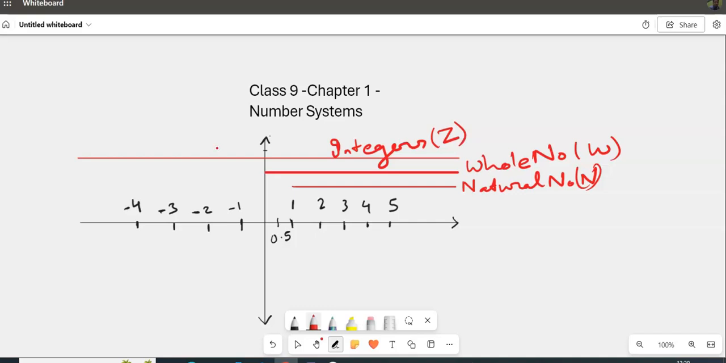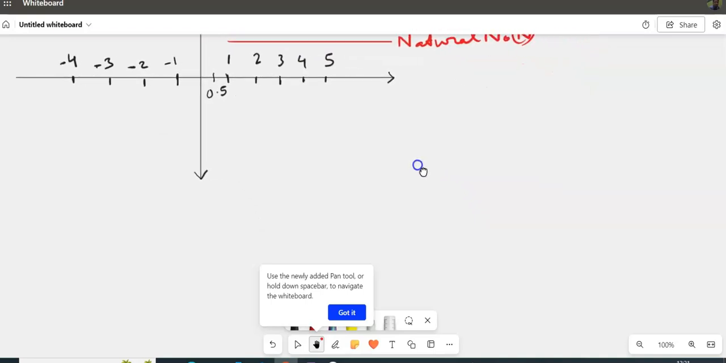So till here there is no problem. We are dealing with 1, 2, 3, 4 on the positive x-axis and minus 1, 2, 3, 4 on the negative x-axis. Now, what are the numbers which are in between these gaps? How to categorize them? So for that, we have rational numbers.